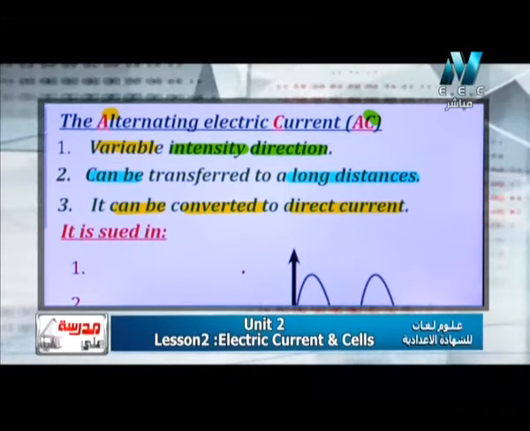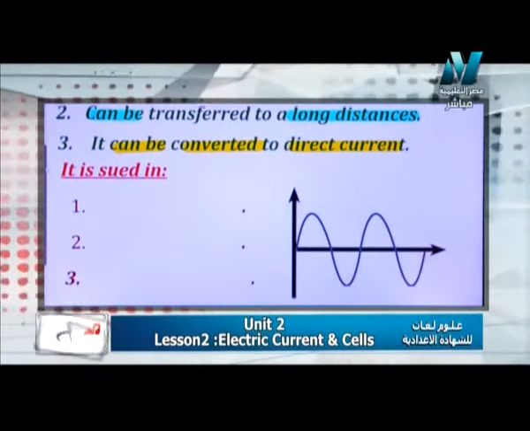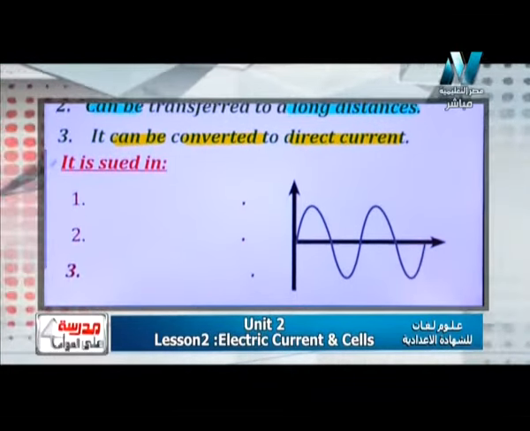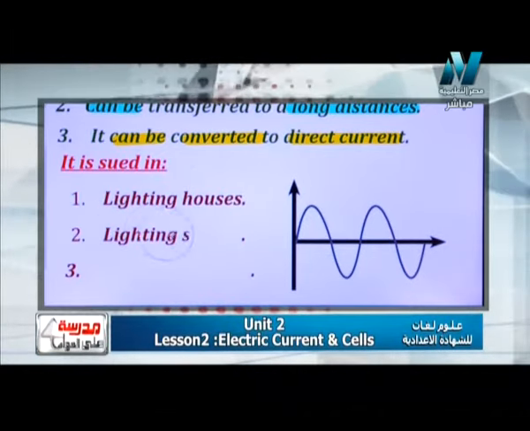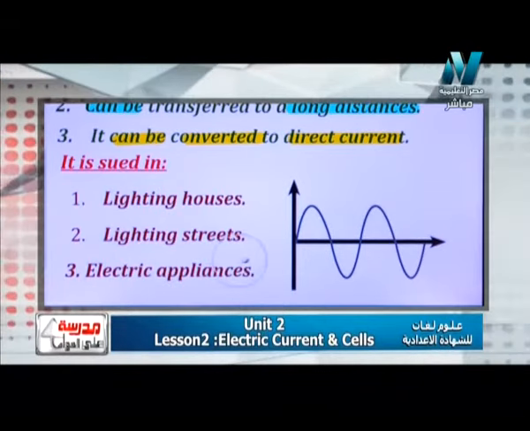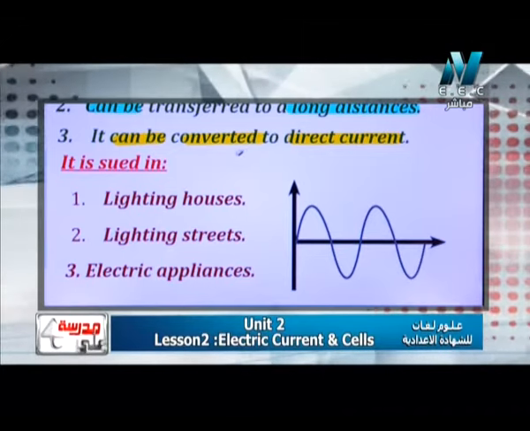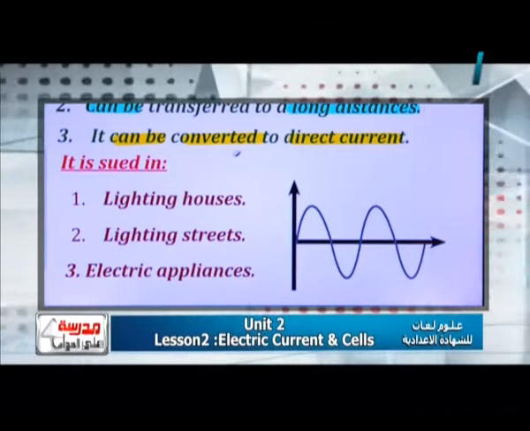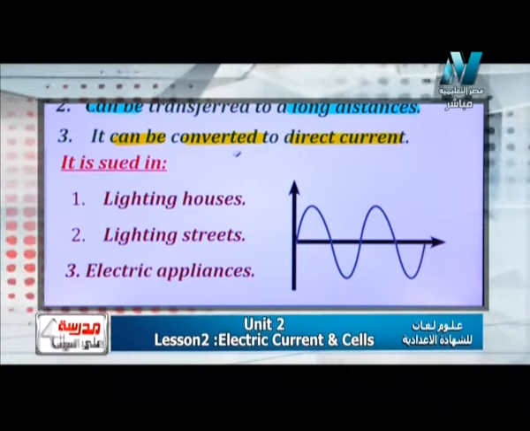So it's used in what? As you like. I can write what I want here. In alternating current, we can say it is used in lighting houses, lighting streets, and in electric appliances such as television and washing machine, as you like.